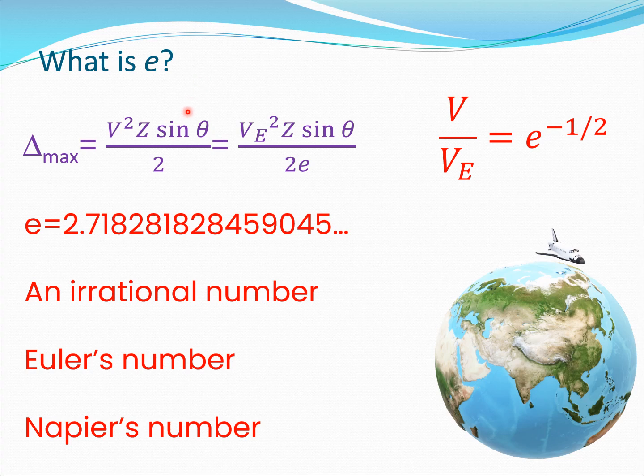Now, of course, some of you may have forgotten what is E. E is a number 2.718 and so on. Generally, we can use 2.718 for most of our numerical work. And E is an irrational number. It's also sometimes known as the Euler's number or the Napier's number. So just like you know pi is 3.14159, you need to remember this also.